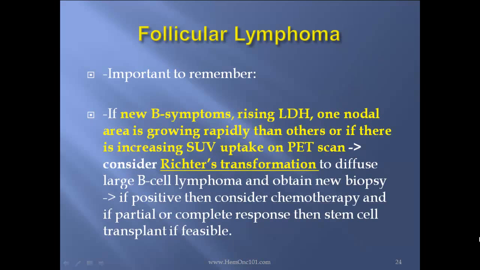Important to remember, if new B symptoms, rising LDH, one nodal area is growing more rapidly than others, or if there's increased SUV uptake on PET scan, consider a transformation to diffuse large B-cell lymphoma and obtain a new biopsy. If positive, then consider chemotherapy. In a partial or complete response, then stem cell transplant is feasible.